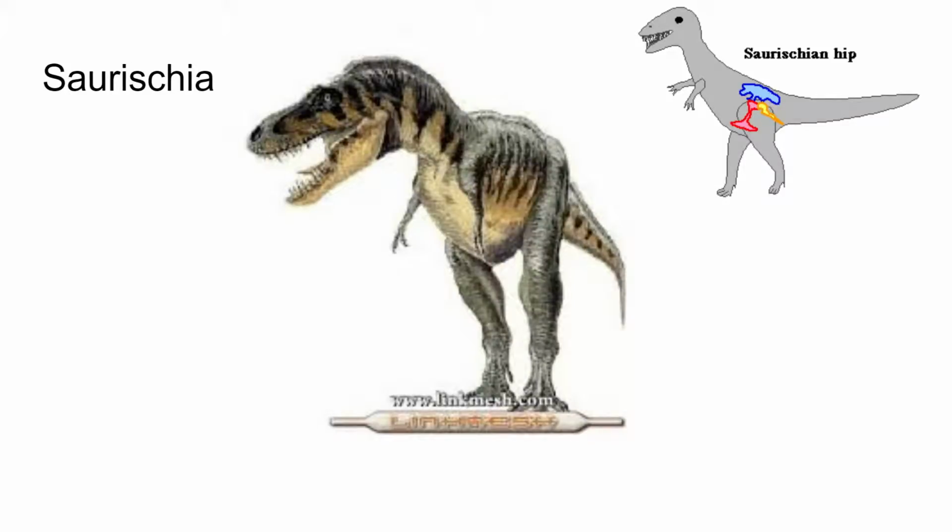So next are the Saurischians, and this means reptile hip. And so the shape of their hip is more like what we see with reptiles today. All carnivorous dinosaurs are in this group. Modern birds are also in this group.